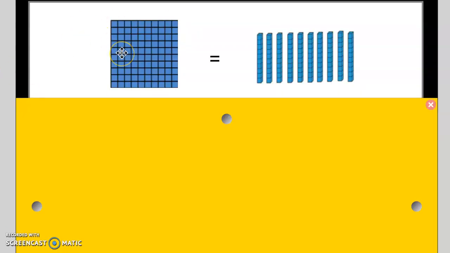So here I have one flat on the screen, and again I wanted you to see that if I were to take each of these tens apart, there would be 10 of them. Here I broke them up for you. 10, 20, 30, 40, 50, 60, 70, 80, 90, 100. So it takes 10 tens to make 100.